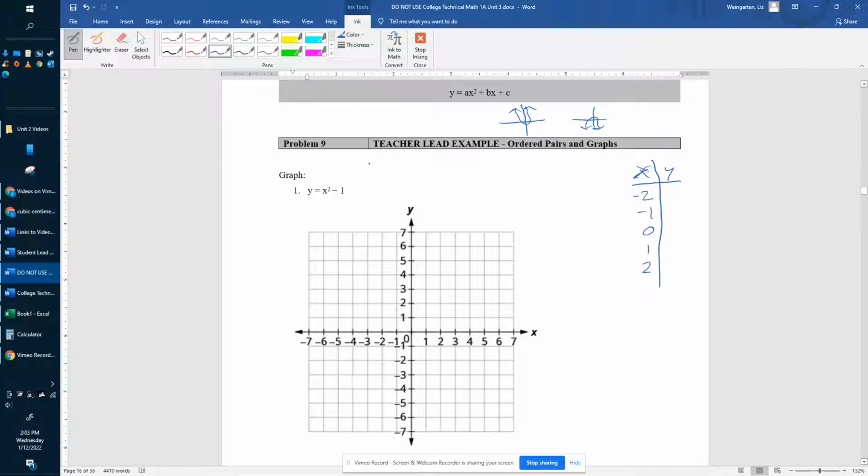So putting -2 in for x, we have y equals -2 squared minus 1. Now that negative is going to be squared, so it's going to come out positive. So y equals 4 minus 1, y equals 3. So we'll put a 3 over here. Now let's do a -1. Y equals -1 squared minus 1. Y equals 1 minus 1, so y equals 0.